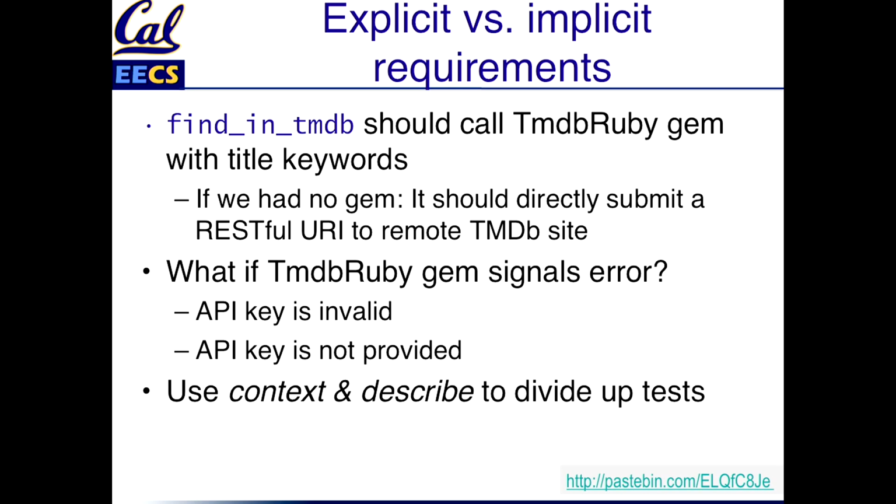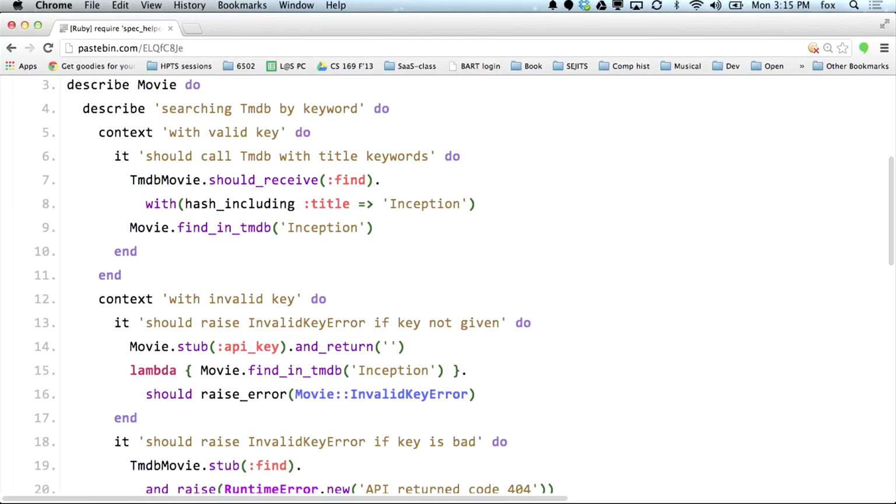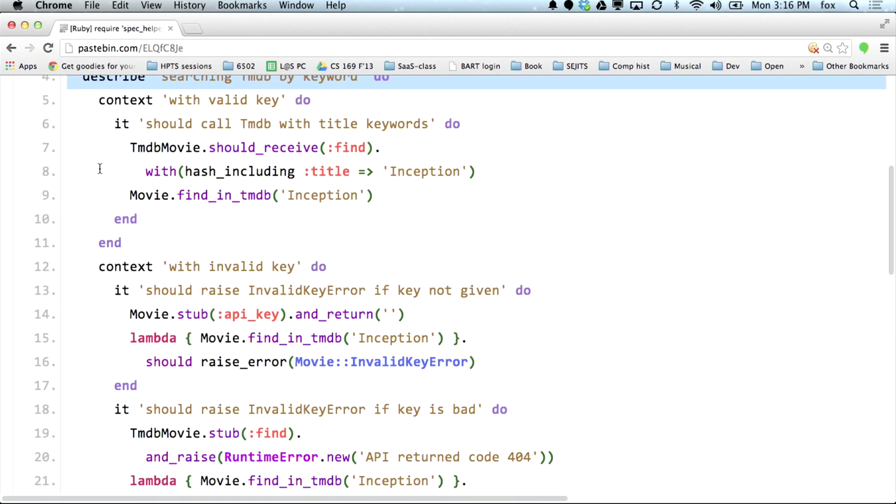And this is a good motivation for how to group tests using context and describe. So here's an example of blocking up the tests. And by the way, I should point out that describe and context are fundamentally aliases for one another. They actually call the same underlying method. So why are there different words? Because it helps you signal intent, right? Describe is saying, here I'm describing a behavior generally, searching TMDB by keyword. But context lets you say, these are different situations under which this behavior might be triggered.